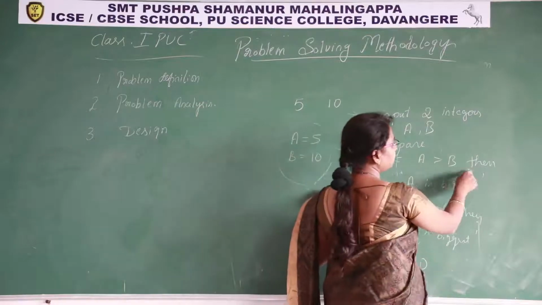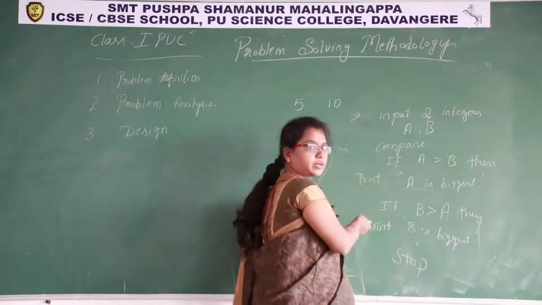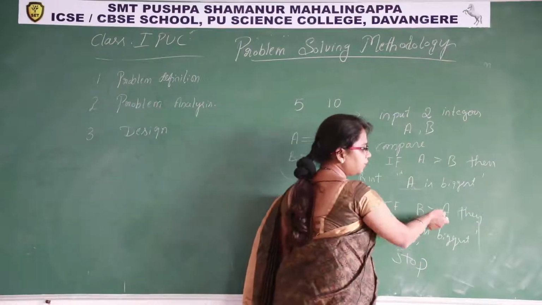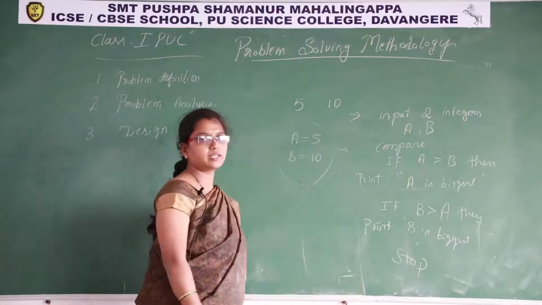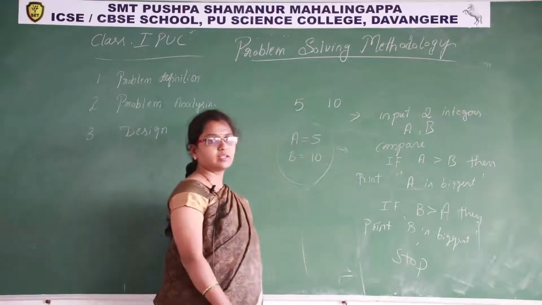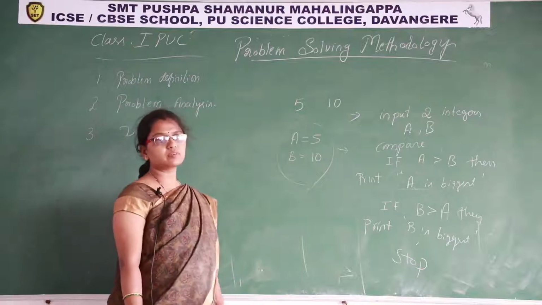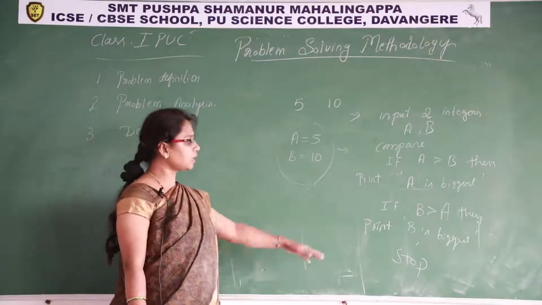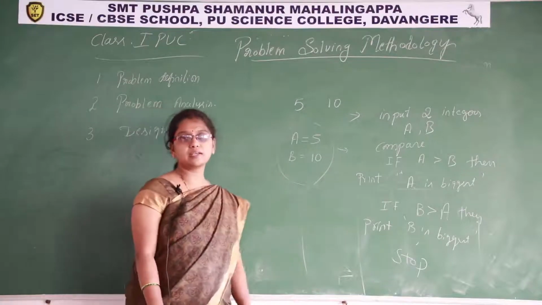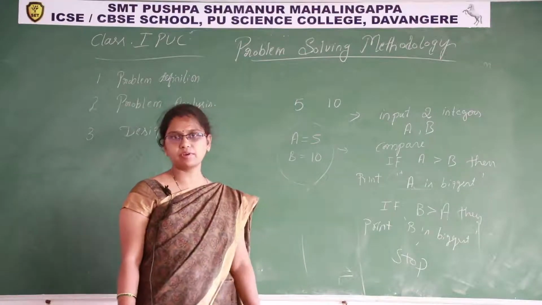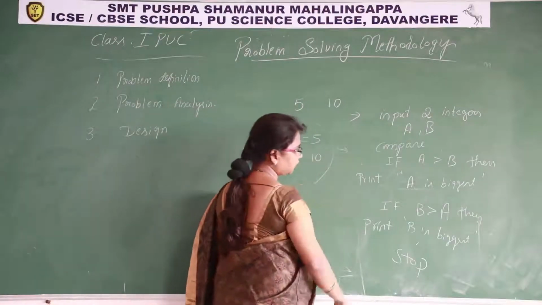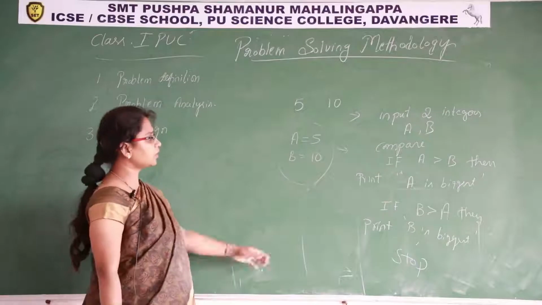If A greater than B, then the program has to print A is biggest. If B greater than A, then it has to print B is biggest. Any one of these two conditions will be satisfied. If both are same, that is a different case. You have to consider another condition there. Here there is a constraint in the question, you must take a different value. You should not take the same value. That is the condition.